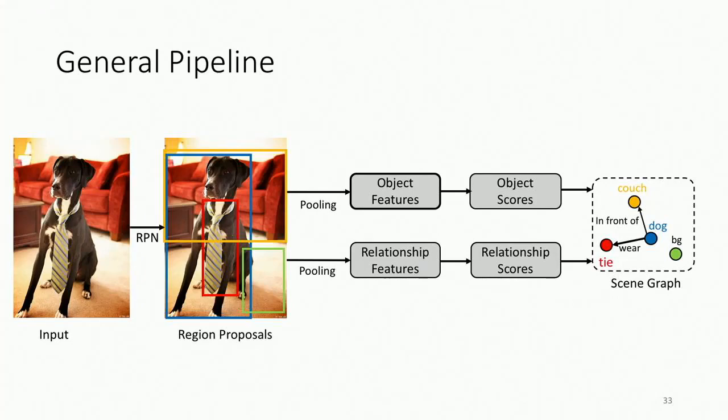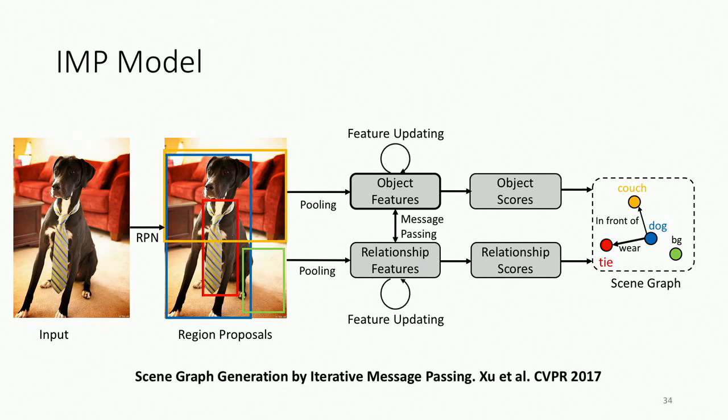And then we get the object score, we get the relationship score, and finally we can generate the scene graph for this image. So there are some initial previous models, where we can update the feature of the object and the relationship by performing some kind of message passing. For example, use the gated recurrent unit or some other kind of method.